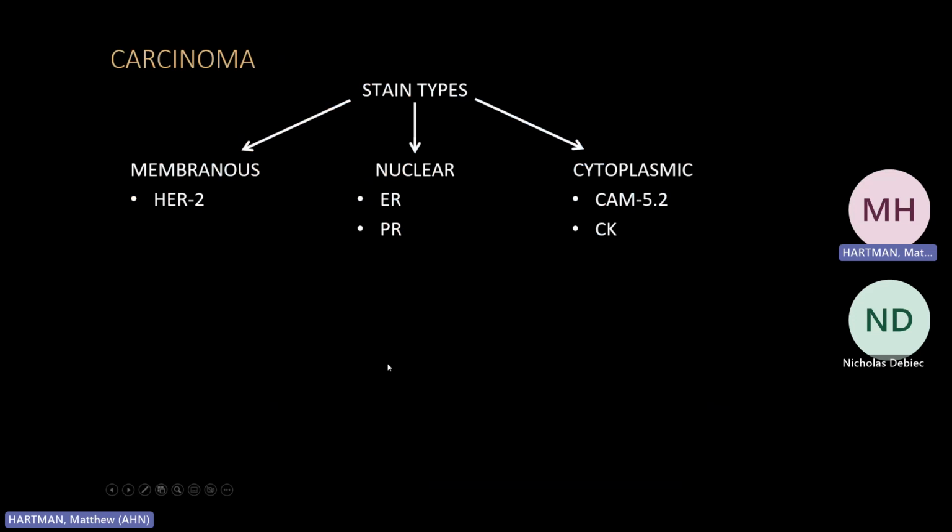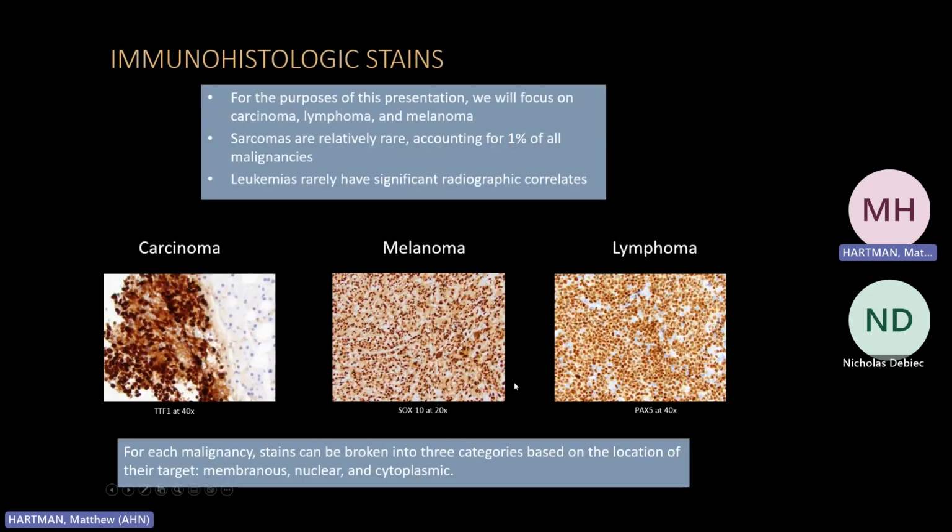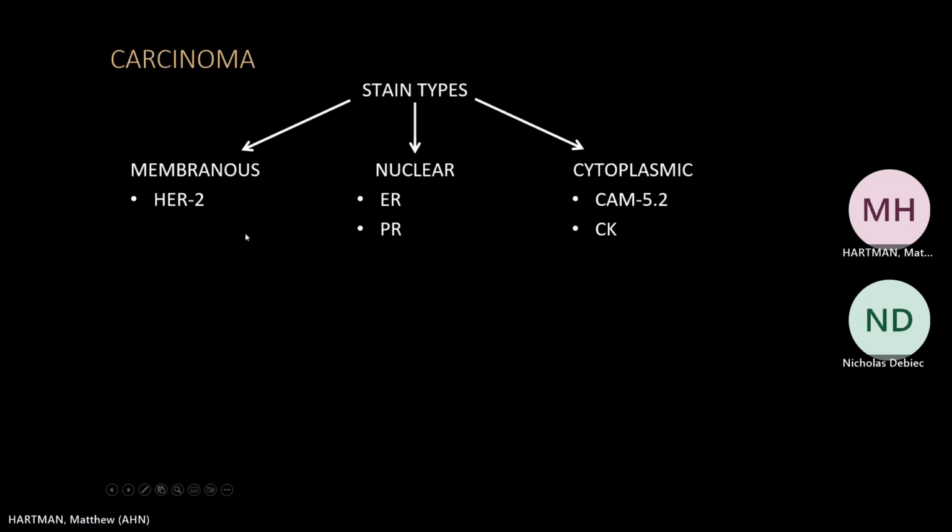And we can get lost in all the detail of all these fancy stains, or we can just try to have this playbook and a general understanding of what's going on. And that's the approach I try to take. So again, for carcinomas, we have our membranous, nuclear, and cytoplasmic stains.